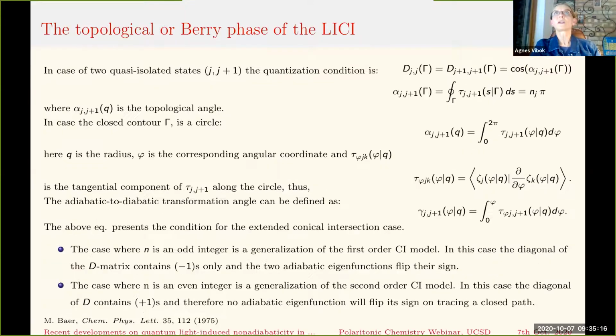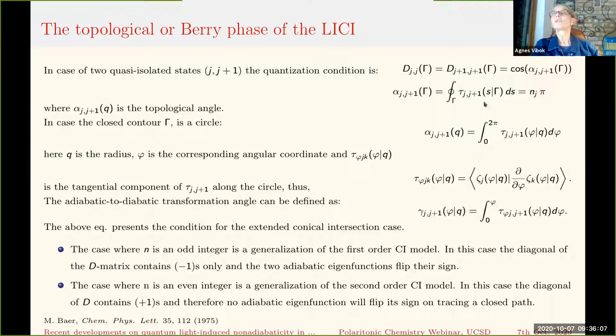But the most important thing is that if we have two quasi-isolated adiabatic states, then the quantization condition is this: alpha is a line integral of the nonadiabatic coupling, which can be n times pi. So this is the topological phase which appears in the system, and the other way we call it Berry phase. If we have two quasi-isolated adiabatic states which are close to each other, and the third state is far, then we can calculate the Berry phase with this line integral technique. This is the nonadiabatic coupling term. We have to make this line integral and then obtain the Berry phase.